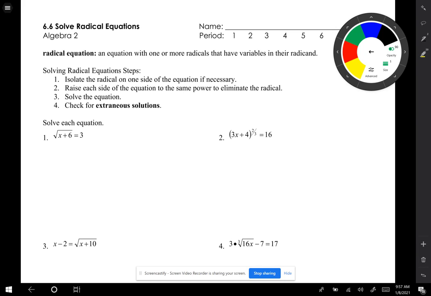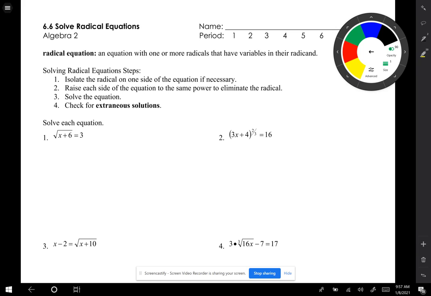There are 4 steps to solving radical equations. Please follow the steps in order. Step number 1, isolate or get that radical by itself on one side of the equation if you must. If it's already on one side, then you don't have to do step 1. Step 2, raise each side of the equation to the same power to eliminate the radical. So step 2 is crucial. Honestly, all the steps are important.